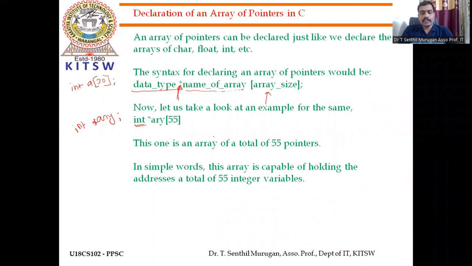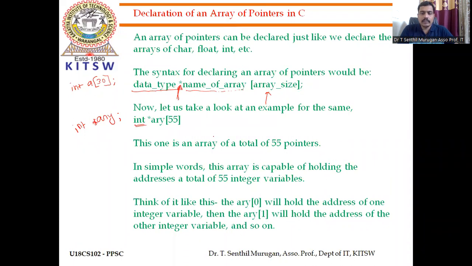So in simple words, the array is capable of holding the addresses of a total of 55 integer variables. Why are we creating the pointer? A pointer holds the address of another variable. So if we create it like this, it means we have created 55 pointers, and each pointer stores the address of some other variable.